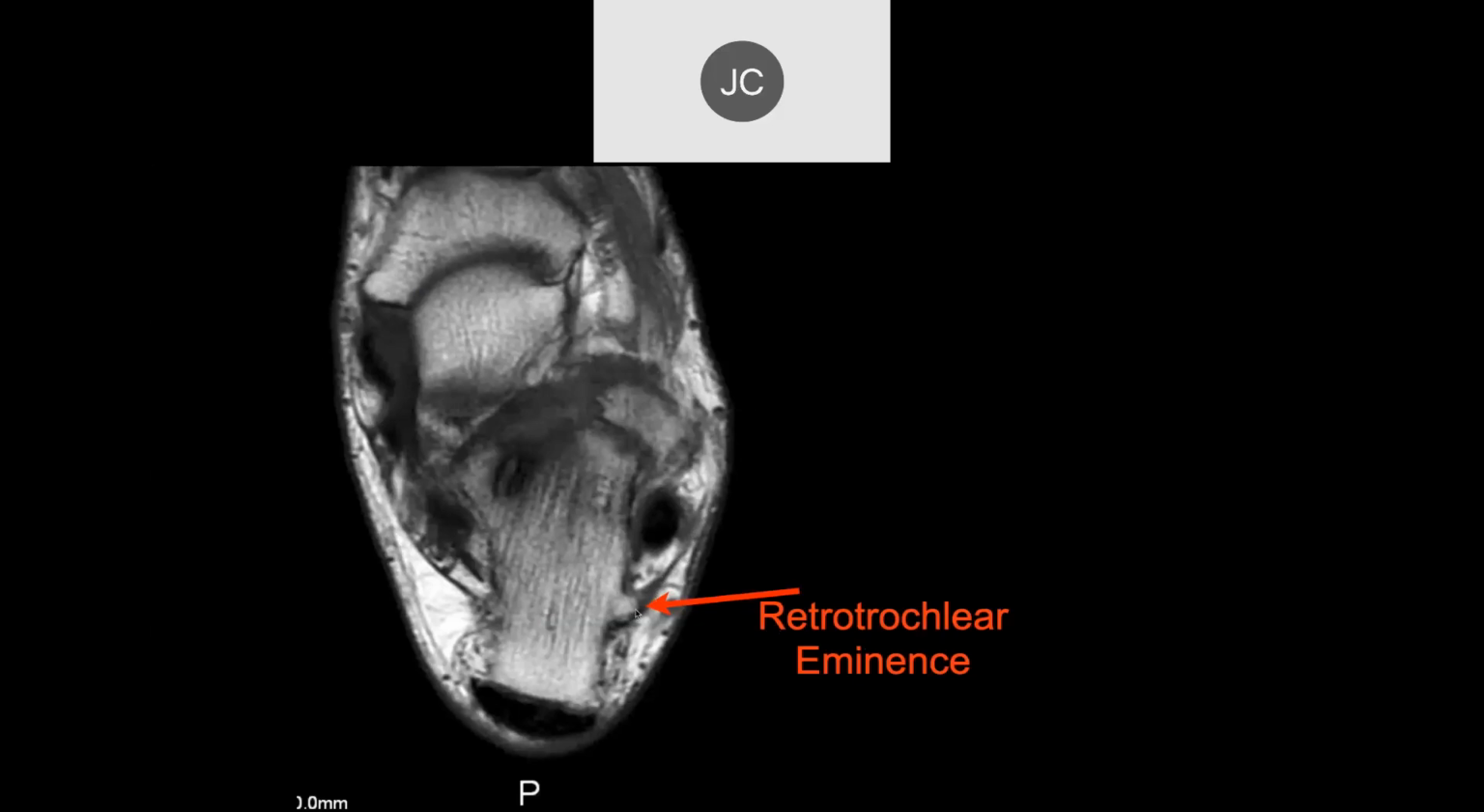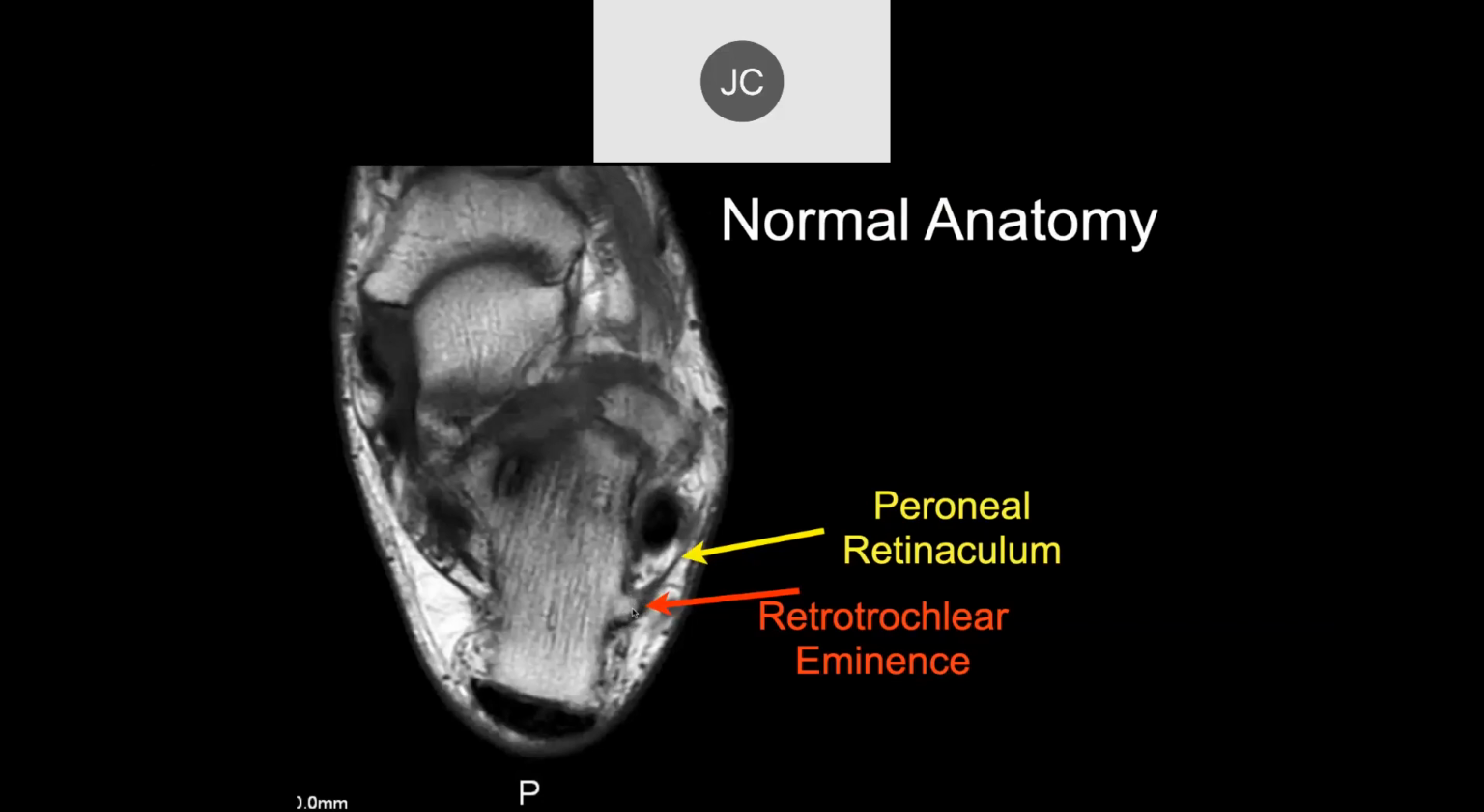I've forgotten the name of this, but I think it's going to tell us right now. That's a peroneal retinaculum, which attaches to the bone in this location, and this is the retrotrochlear eminence, which is not considered a pathologic entity and is generally not associated with pain unless you have some injury to it. Normal anatomy.